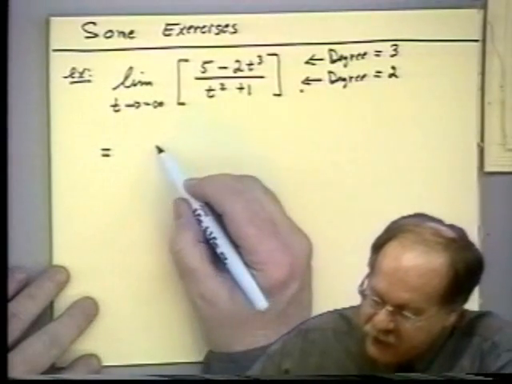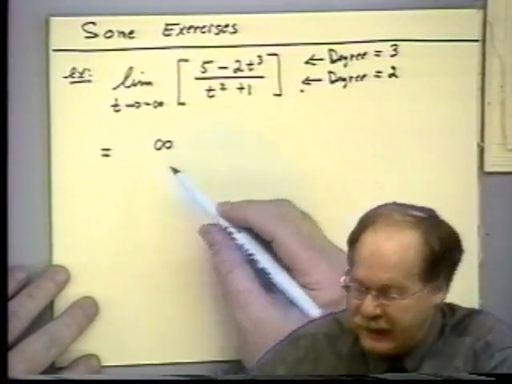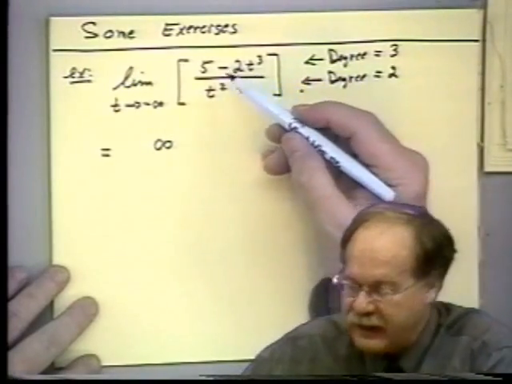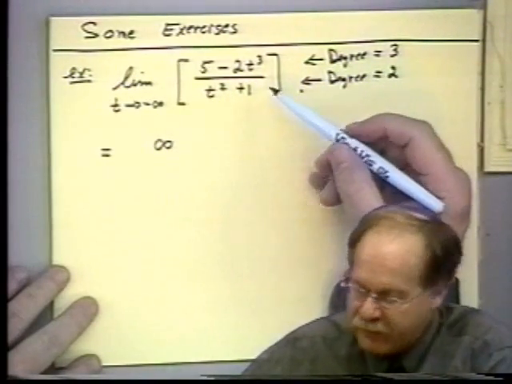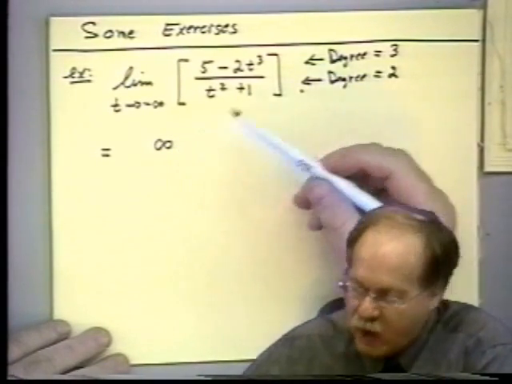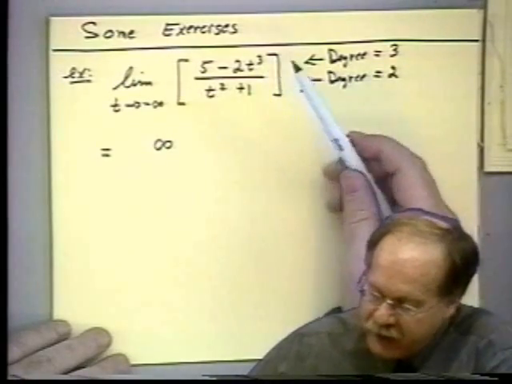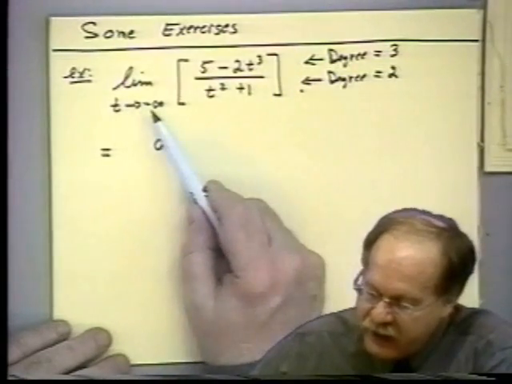If you remember from our results, this should give me one of the infinities, either positive or negative infinity. The top wins. It outgrows the bottom. Now, the only question is which infinity? Is it positive or negative infinity? Well, that depends on the individual function, such as this one. So now we look at this.